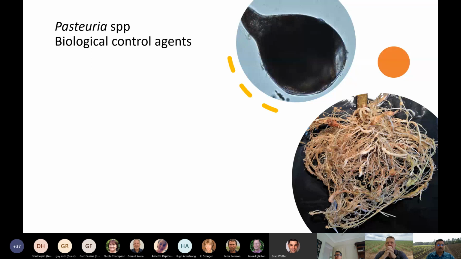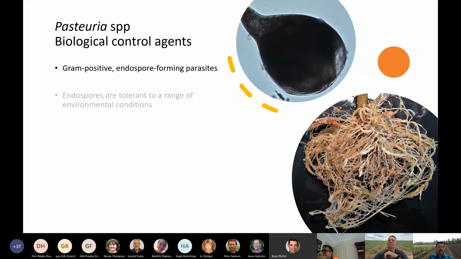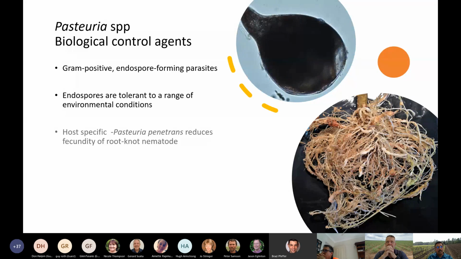So Pasteurella. So what is Pasteurella? Pasteurella is a gram-positive bacteria. It produces endospores, which means that it produces a shell around itself in certain situations, which protects it from a range of environmental stress, like heat or a toxic environment. It can still sustain.